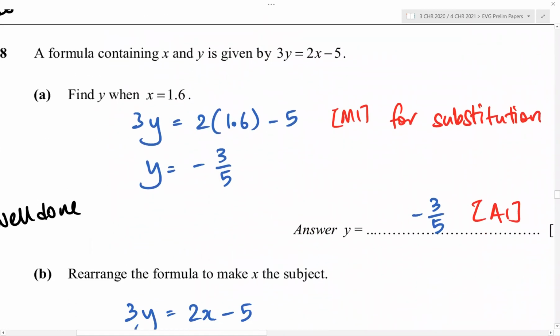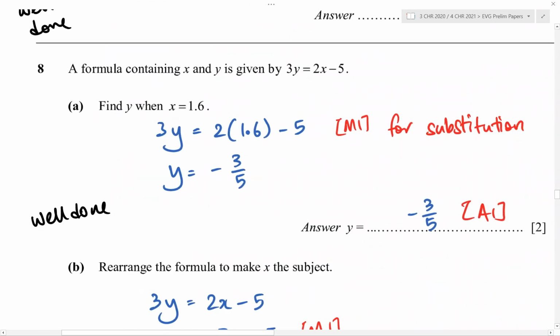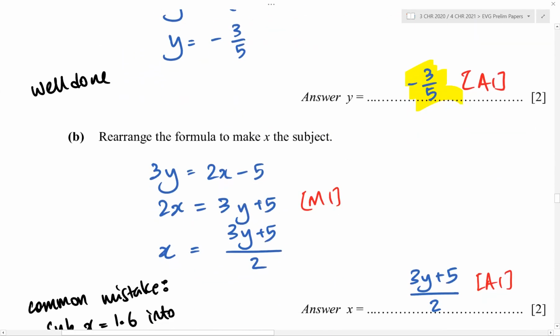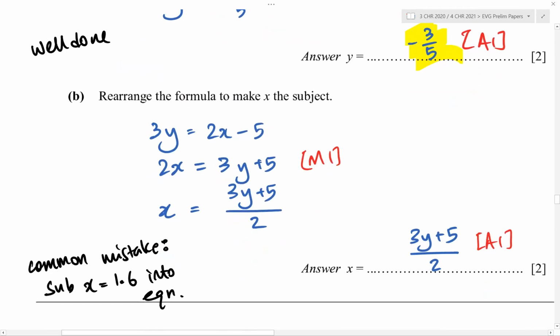Okay, 8A. 1 mark for substitution. This was well done also. Just put in the numbers inside, I give 1 mark already. Then the final answer, negative 3/5. Of course, negative 0.6 is the same. Part B, it was all right.